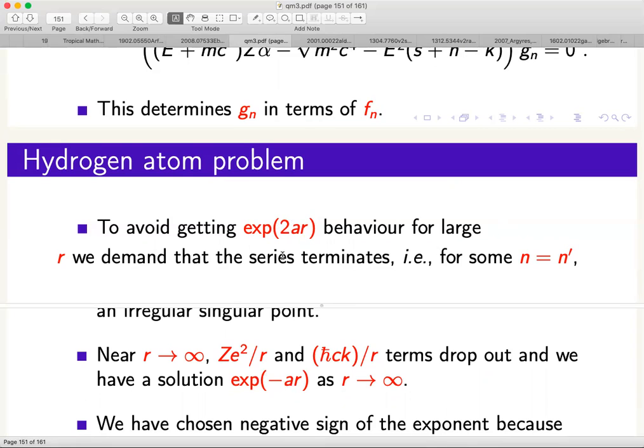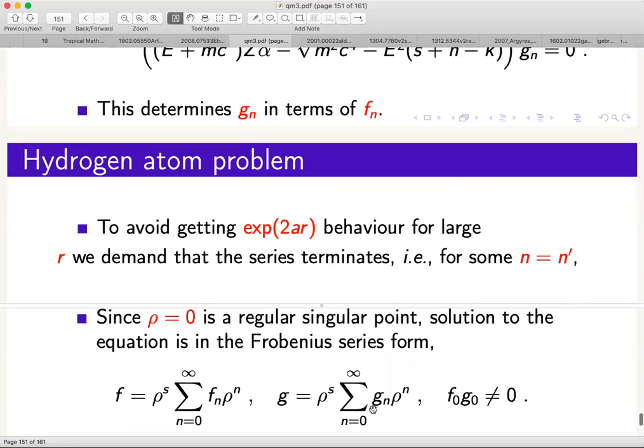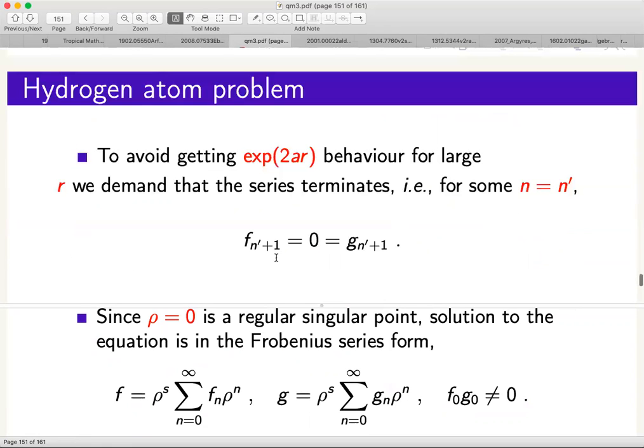So the only way to avoid getting this exponentially growing solution from the Frobenius series is to say that there exists some n equal to n prime at which fn prime plus 1 and gn prime plus 1 just vanish.